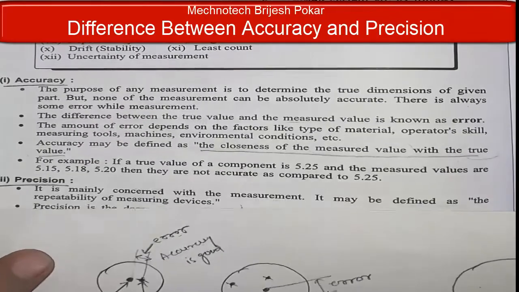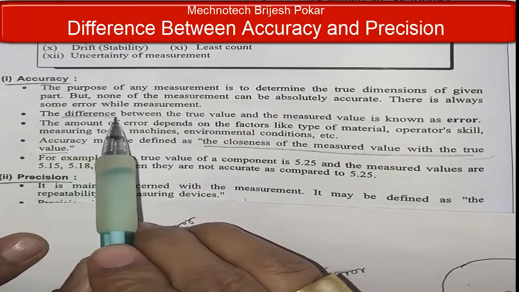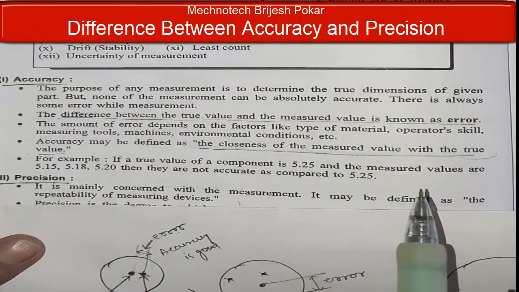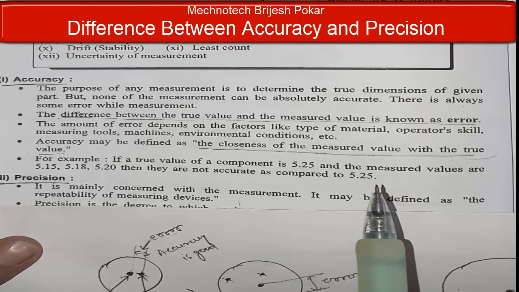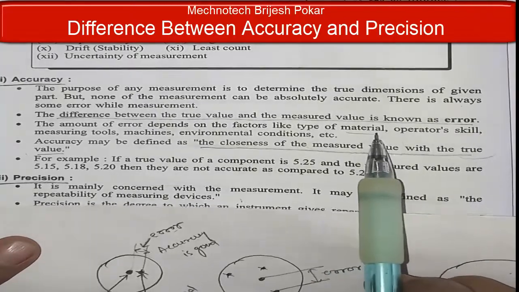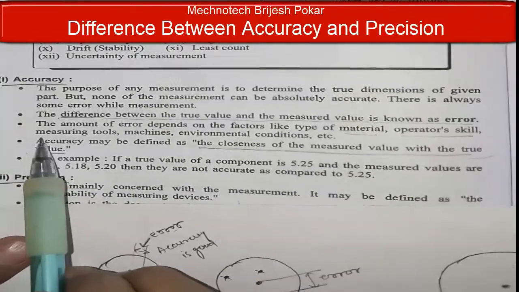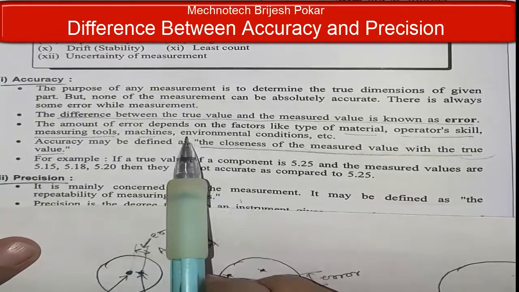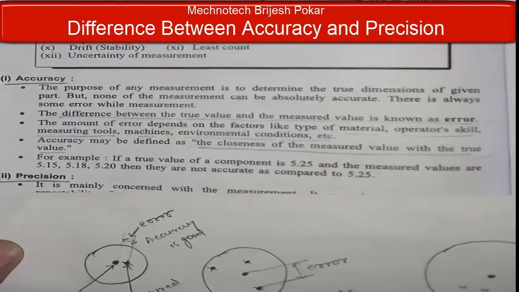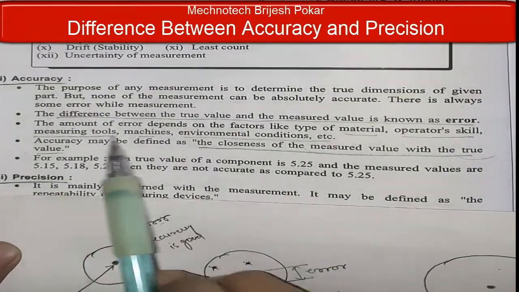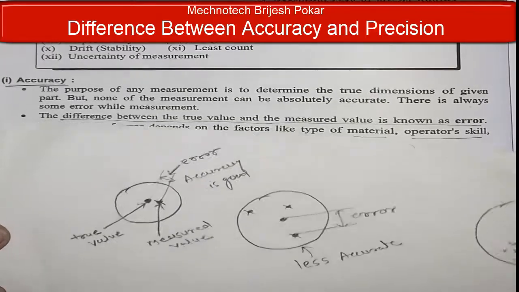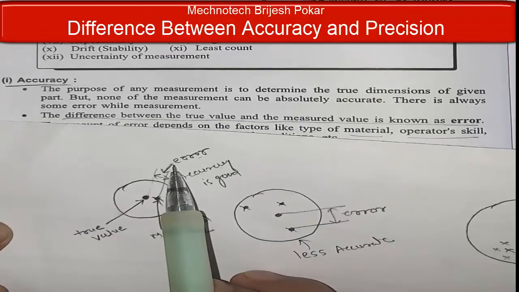Error is the difference between the true value and the measured value. There are several factors which affect error, like material, operator skill, measuring tools, machines, environmental conditions, etc. These are the factors because of which error may be possible. So I hope you understand true value, measured value and error.